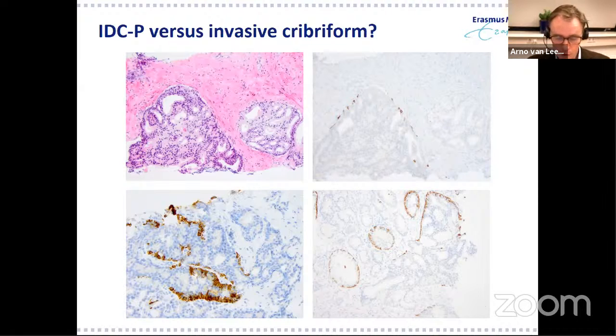Taken together, most studies on the relevance of either invasive cribriform carcinoma or intraductal carcinoma do not state if and how they distinguished invasive cribriform and intraductal carcinoma. In a study we did, it was shown that both had added clinical value, and we simply labeled the cases as invasive cribriform and/or intraductal carcinoma.